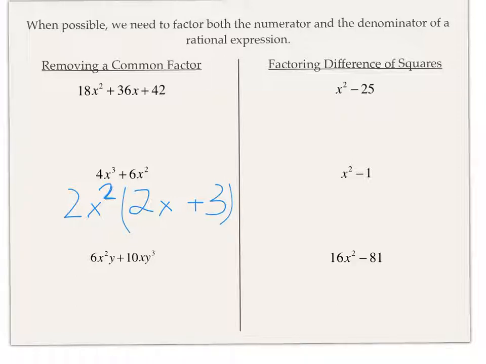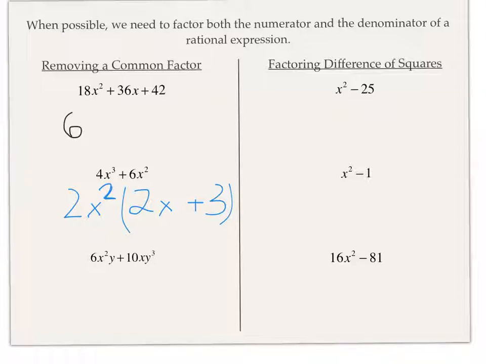Okay, so the first one, what number divides into 18, 36, and 42? 6. So it should be 6. 2 also factors into them all, but 2 is not the highest. You always want to take out the largest number you possibly can. So it should be 6.